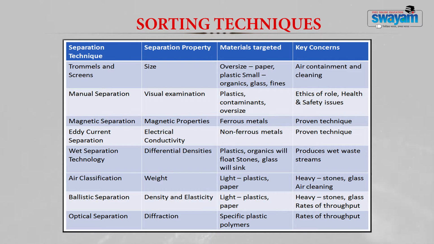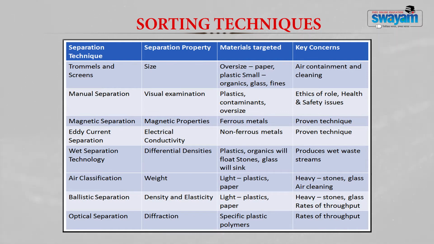Wet separation technology, again due to differential density, the materials are separated. Here plastics, organics, stones, glass and all will be separated, because due to density heavier materials will sink down and the lighter materials will be on top, and you can separate them out. Now, the key concern is that at the end of the process a wet waste stream is produced.